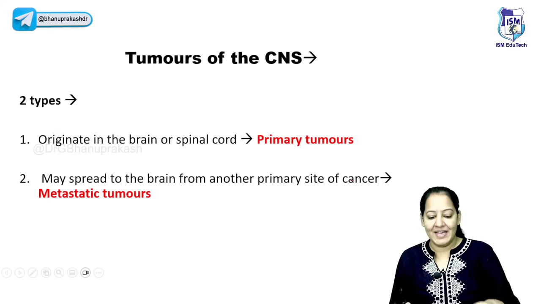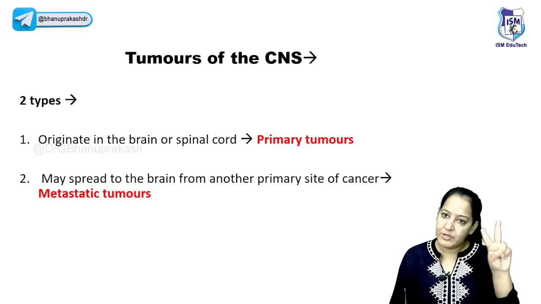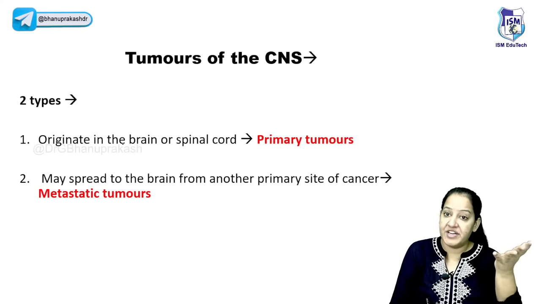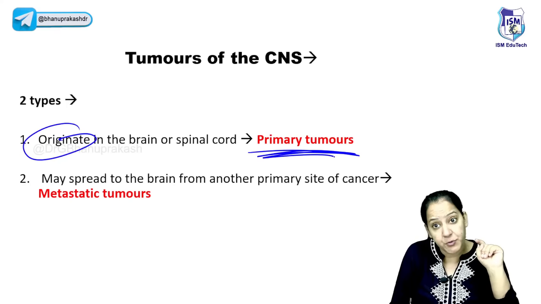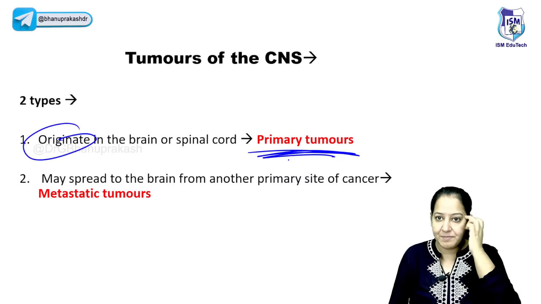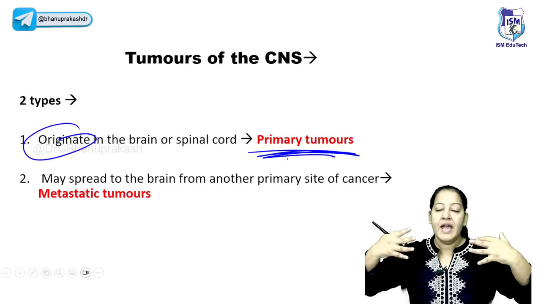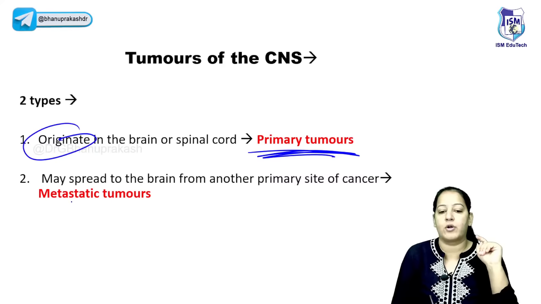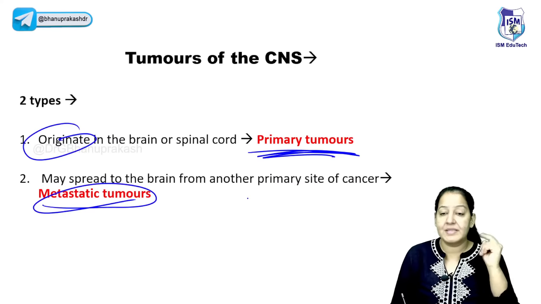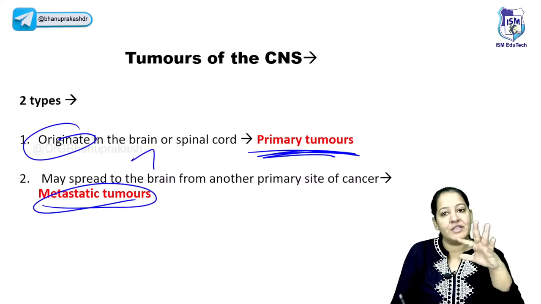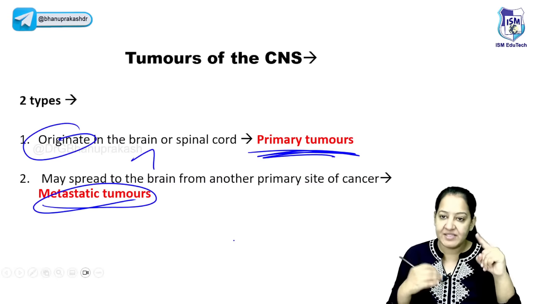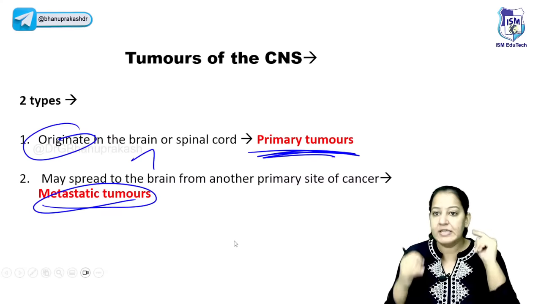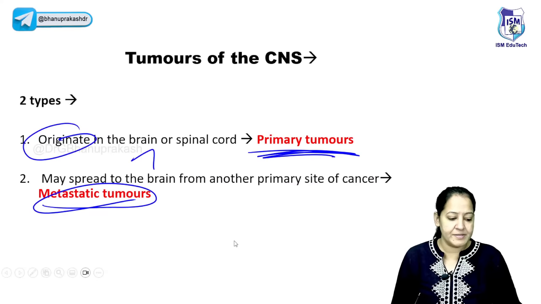Okay, so basically in the brain, we have 2 types of tumors. What are the 2 types of tumors in the brain? The tumors which primarily originate in the brain and the spinal cord are known as primary tumors. And the tumors which are not there in the brain and spinal cord, but are somewhere else in the human body and from there are metastasizing to the brain and the spinal cord, are known as secondaries or metastatic tumors. In the brain, secondaries are much more common than primaries. The most common tumor which sends secondaries to the brain is lung cancer. Lung cancer sends secondaries to the brain. So how many types of tumors are present in the brain, please tell me?